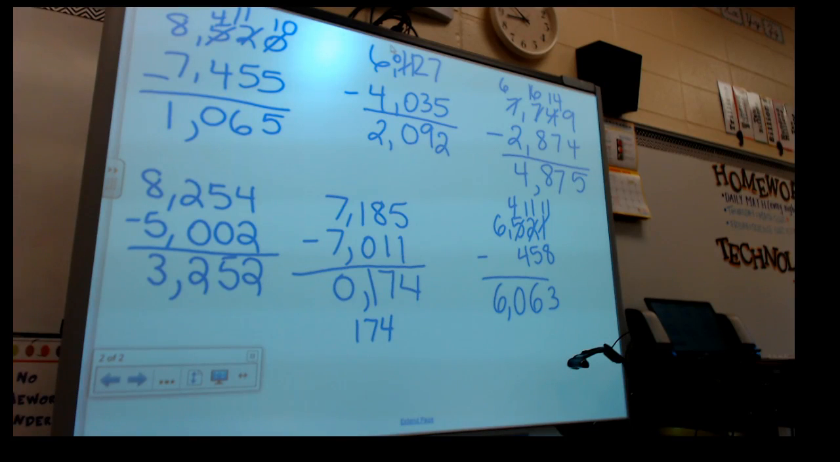Calculate. I might have to do blank times blank equals blank, or I might have to do blank divided by blank equals blank, or I might have to do blank plus blank plus blank plus blank equals blank. What would this be called? Addition. Or I might have to do this.